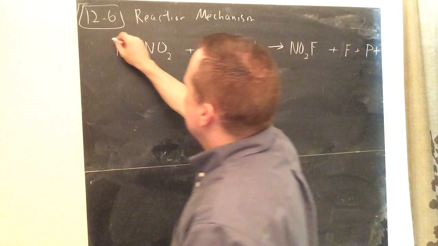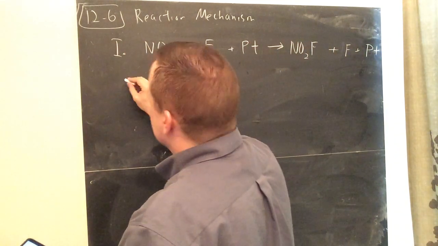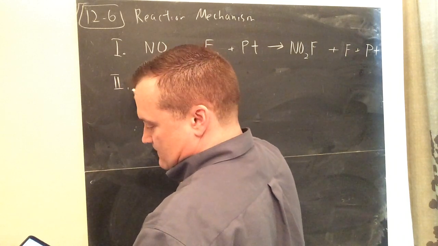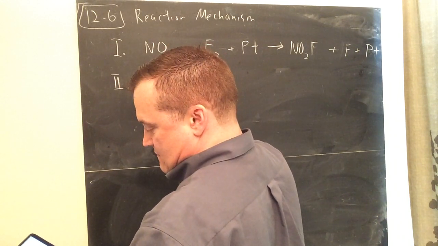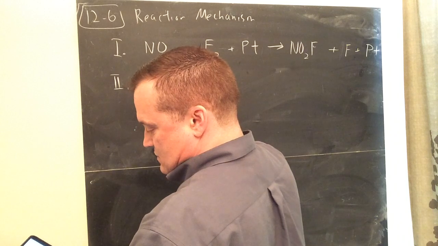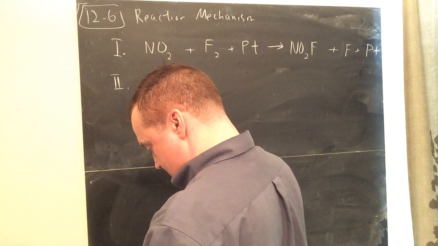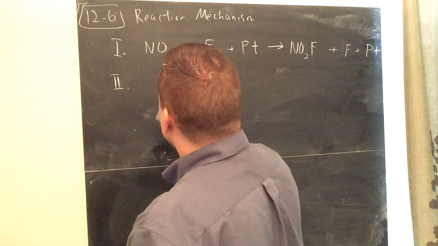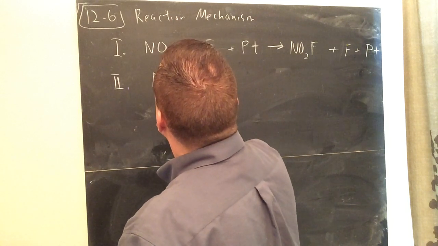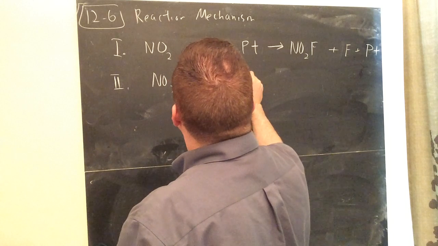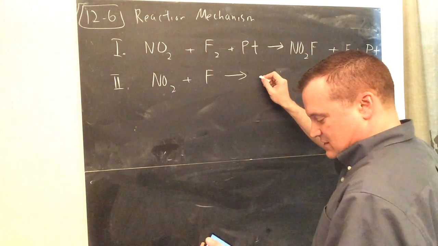All right. There should be a Roman numeral 1 and a Roman numeral 2. NO2 plus F gives you NO2F, right? Yeah.